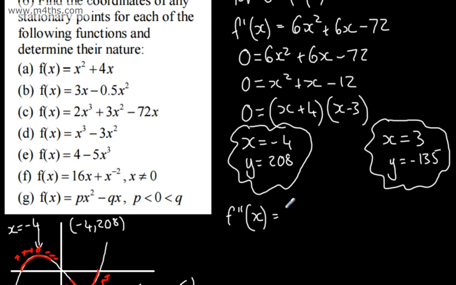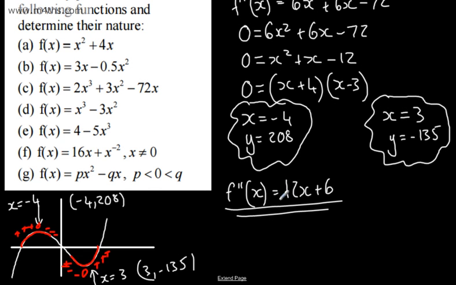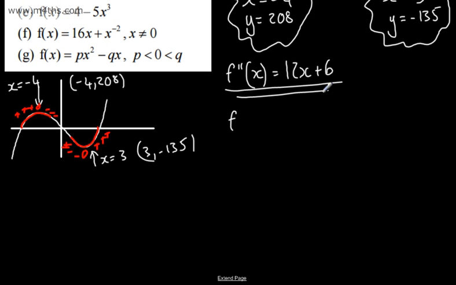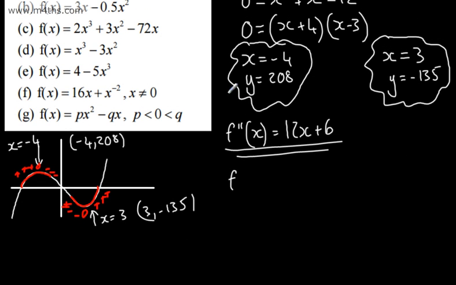So f double dashed of x will be 12x plus 6. What we need to do at this stage is do f double dash of negative 4, because we can see we've got x in here. When we had the quadratic, it simply gave us a constant, i.e. a number. But what we need to do now is f double dash of negative 4. So what's that going to give? Negative 48 plus 6, which is negative 42. And we can say that is a max, as it's now less than 0.